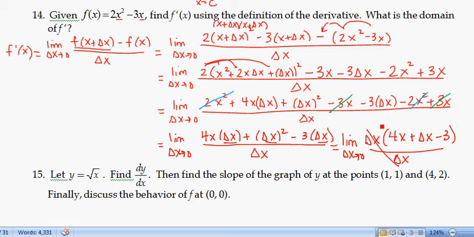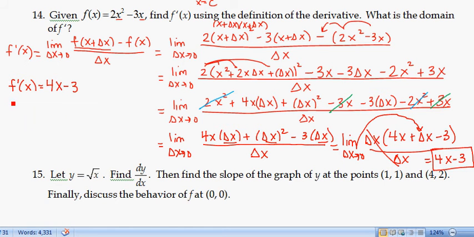And again, I'm only allowed to do that because I'm writing the limit. And I'm sorry, I'm sort of squishing, I run out of space. But now as delta x goes to 0, I'm left with 4x minus 3. Okay, so just to use some of the space over here. So we find that f prime of x, our slope, our derivative function, is 4x minus 3.